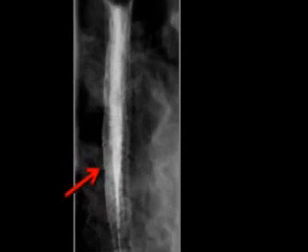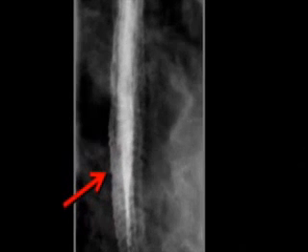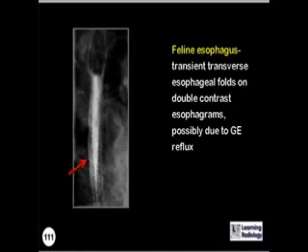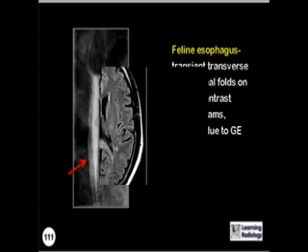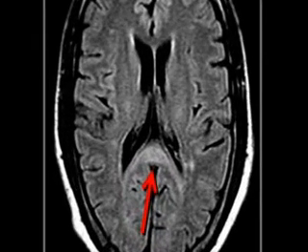What is the descriptive term given for this appearance? This is a feline esophagus, transient transverse esophageal folds seen on a double contrast esophagram, usually normal but possibly due to gastroesophageal reflux. What is the name given to this sign?